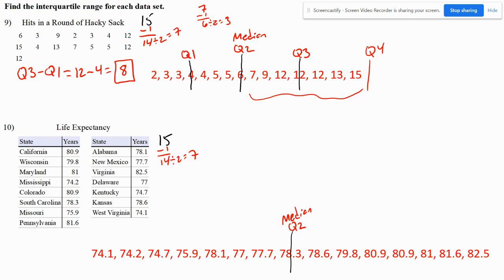So I have 7 numbers on each side. I'm looking at the left side. There's 7 numbers. 7 is not an even number. Let me subtract 1 to make it even. 6 divided by 2 is 3.